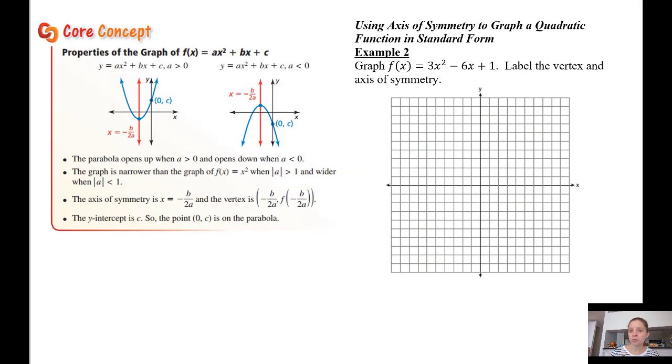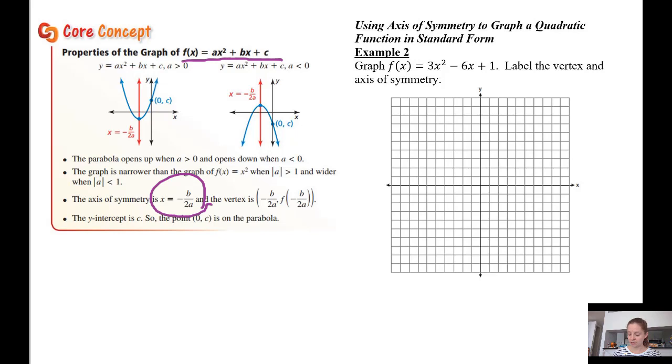In example 2, we're going to graph again using the axis of symmetry, but now the quadratic function is not in vertex form, rather it's going to be in standard form. Standard form of a quadratic function is ax^2 + bx + c. And when you're given a quadratic in standard form, we're going to find the axis of symmetry first. The axis of symmetry is x = -b/(2a).